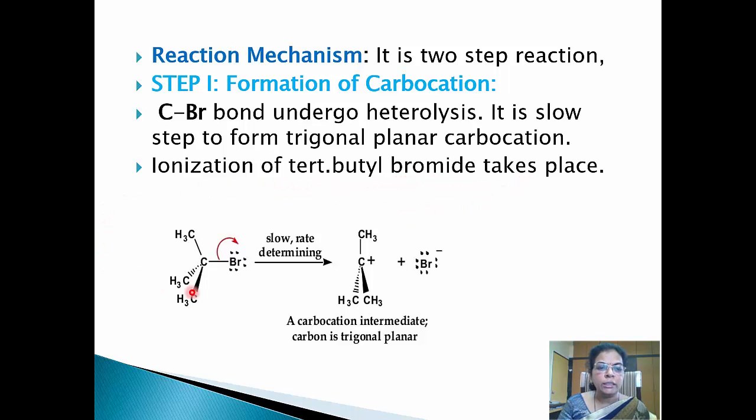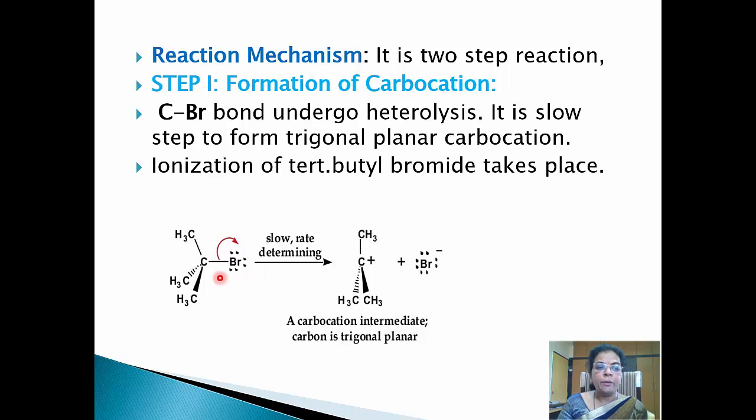Now look here, this is the mechanism. It is a simple ionization reaction. This is the slow rate determining step, and in the rate determining step only tertiary butyl bromide takes part. Therefore, the rate of reaction is directly proportional to the concentration of tertiary butyl bromide. Now here, this is the three-dimensional structure of tertiary butyl bromide. Now this C-Br bond breaks heterolytically.